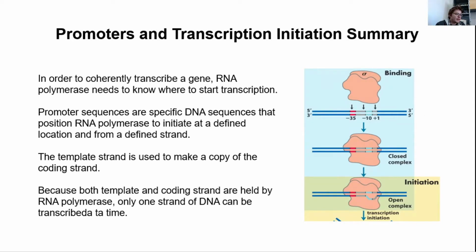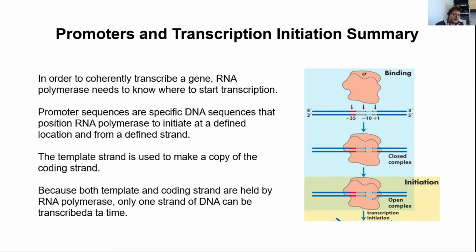Okay, so in the last video, we talked about promoters and transcription initiation. So how does RNA polymerase know where to start transcribing a gene? And in that video, we talked about how promoter sequences are specific DNA sequences that position your RNA polymerase to initiate at a defined location in the genome and start transcribing from a defined strand.